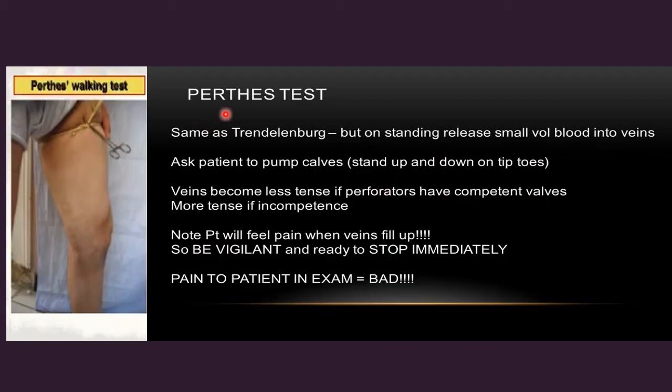Now, the Perthes test gives you an indication of the situation of the deep veins, whether they are incompetent or thrombosed, deep vein thrombosis. It is done the same as a Trendelenburg test with a tourniquet at the upper thigh after emptying the blood from the superficial veins, and the patient is asked to stand.